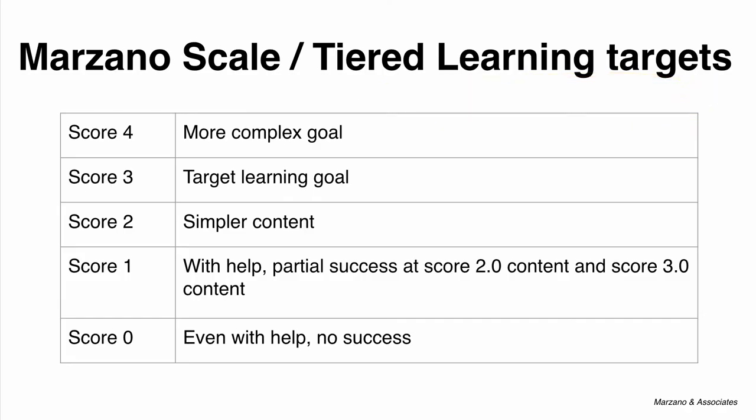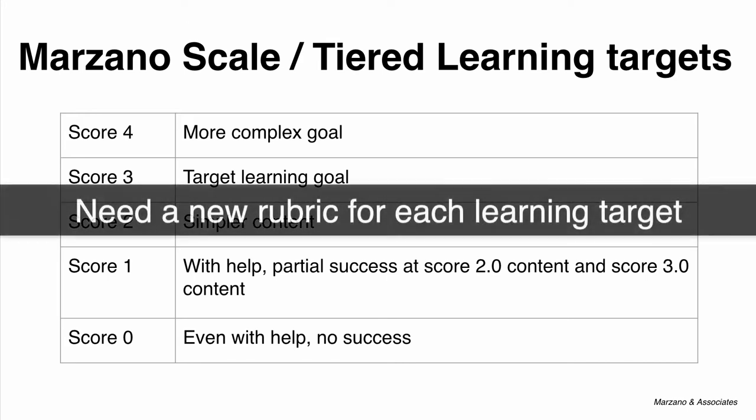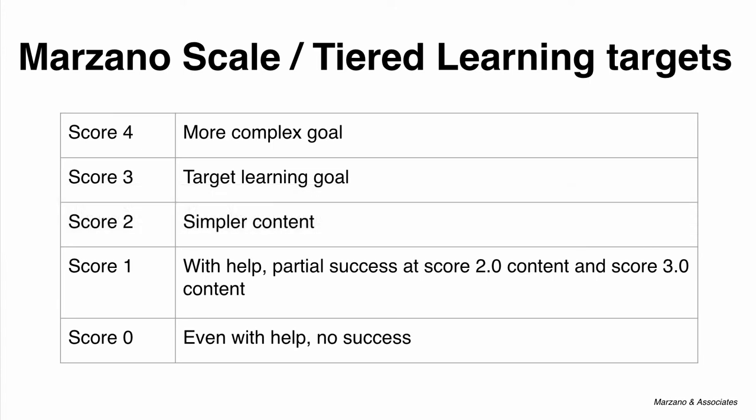A different type of rubric, designed by Robert Marzano, is what we call tiered learning targets. What's different from the generic rubric is that each learning target has its own unique rubric. You're not using the same 1, 2, 3, 4 levels for every learning target; every learning target has its own rubric. The benefit of this, while you have to go through the process of creating multiple rubrics, is that you can really tailor your rubric to the particular learning target.